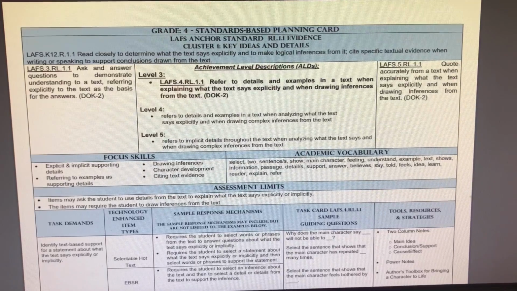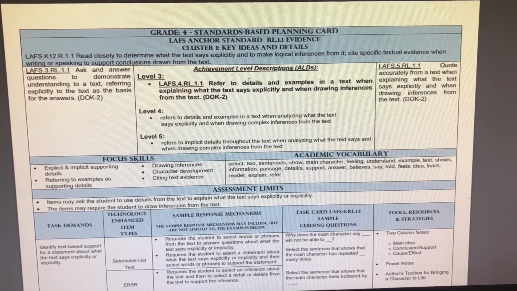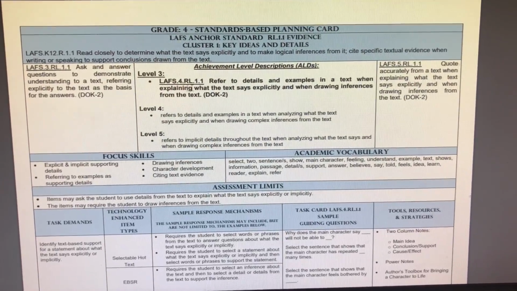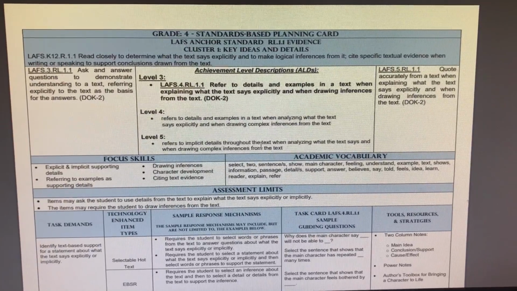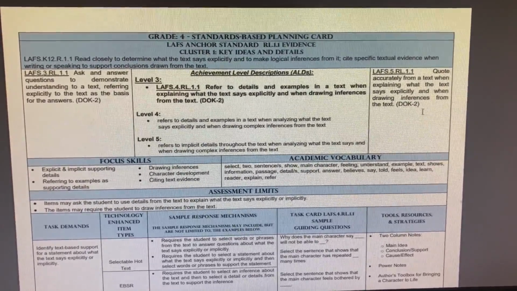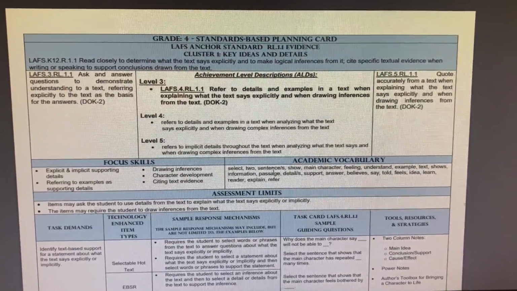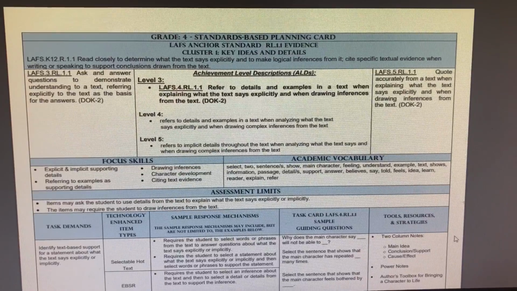Now, here's what I mean by the standards-based planning cards being updated. Now they also include what a level 3 student should have understood with the standard, what a level 4 student understands, and what a level 5 student understands. They still include what 3rd grade was working on with the standard and what 5th grade will be working on, as well as the focus skills and academic vocabulary and assessment limits and the example type questions for that standard.